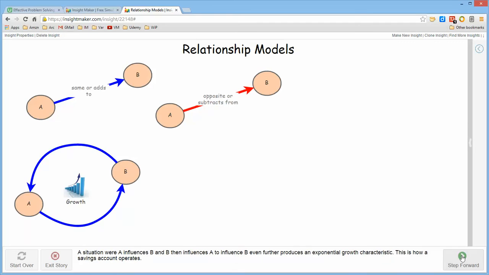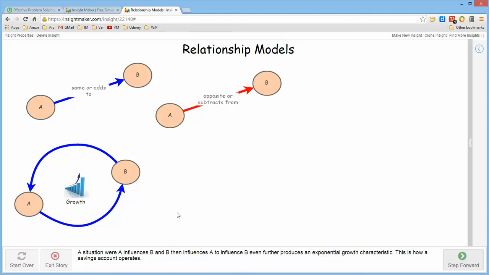With those two simple relationships, you can build a couple of more intricate structures, one being a situation where A influences B, and the result of which B influences A to influence B even more. It creates an exponential growth scenario. It's the way a savings account operates. It's the way populations grow. The larger something is, the faster it grows.